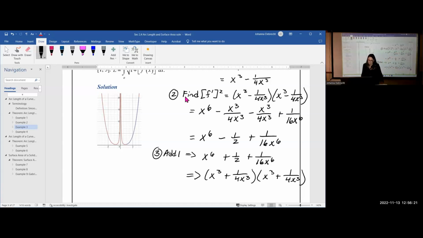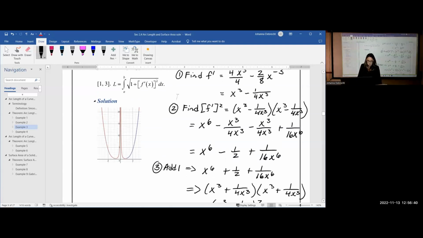Now we want that because this, of course, is squared. This gives us x cubed plus 1 over 4x cubed squared. And now when I put it under the radical, I'll be able to take the square root of it. It'll give me absolute value. I'll have to worry about that, but it's not going to be too bad.